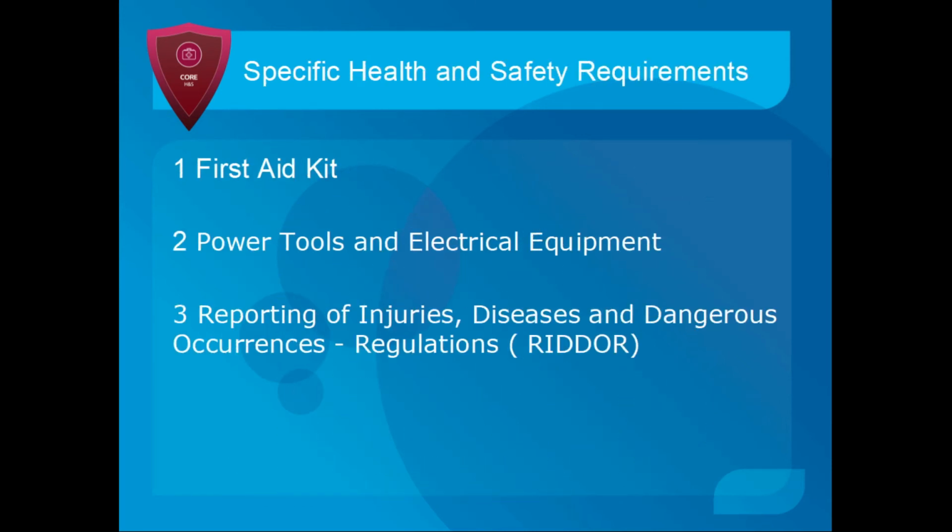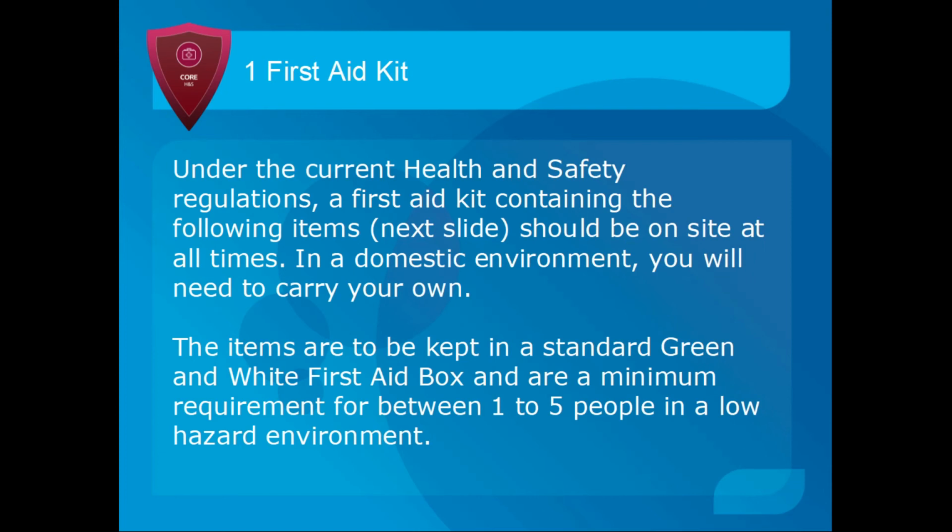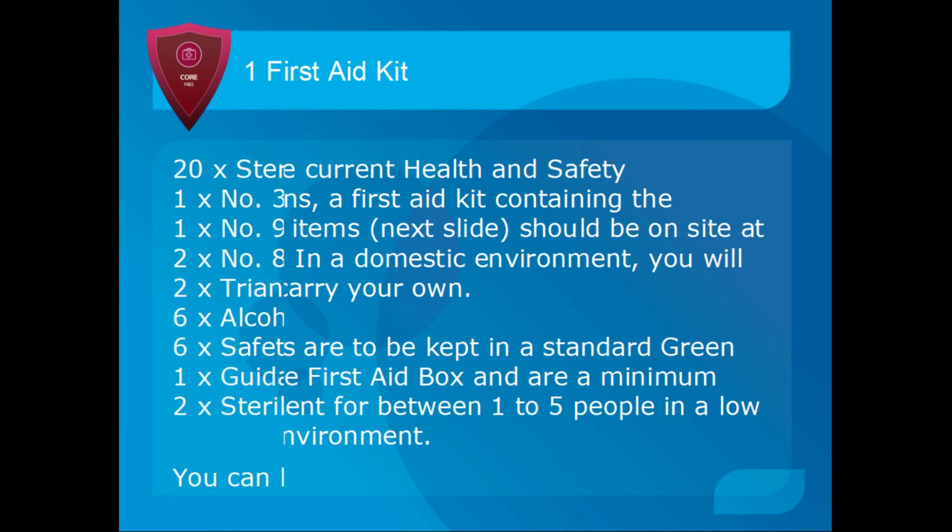Now, specific health and safety requirements which apply to virtually everybody really. The first aid kit, power tools and other electrical equipment, and reporting of injuries under RIDDOR. So first aid kit. Under the current health and safety regulations, a first aid kit containing the following items, see on the next slide, should be on site at all times. In a domestic environment, you will need to carry your own. These items are to be kept in a standard green and white first aid box and are a minimum requirement for between 1 and 5 people in a low hazard environment, which most domestic environments will be.